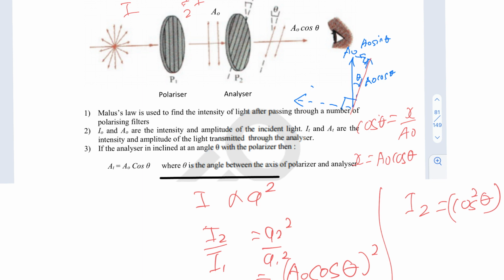So that is actually related to Malus's law as well. In future, if they ask you to find the new intensity, then this is the formula: I naught cos squared theta. But if they ask you to find the new amplitude, then it's just A naught cos theta.